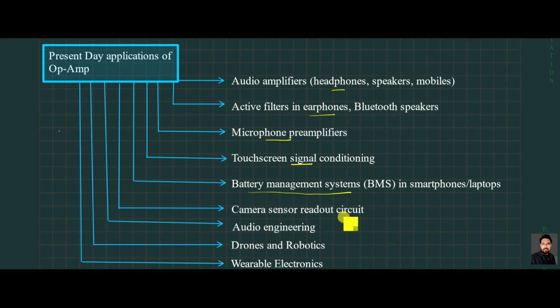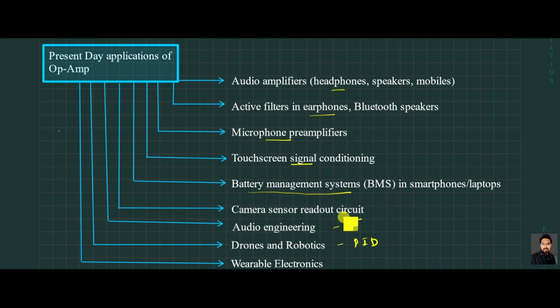Camera and sensor readout, audio processing engineering, drones and robotics, particularly in PID design or PID controllers of the robotics or drones, wearable electronics. There are n number of mentions where op-amp is used: image processing, satellite communication, so many things are there. These are a few out of many applications of op-amp.